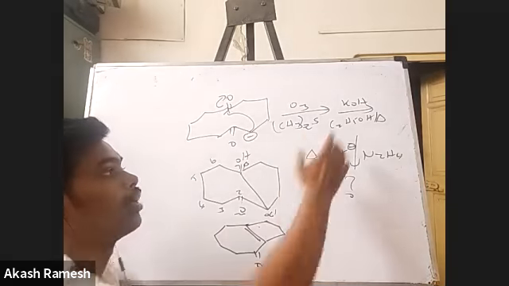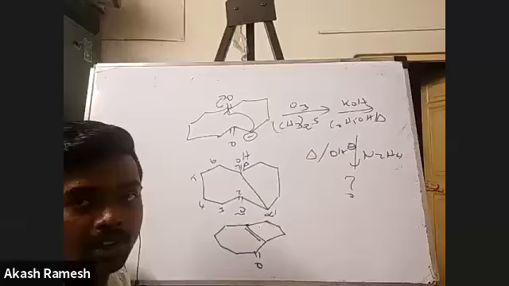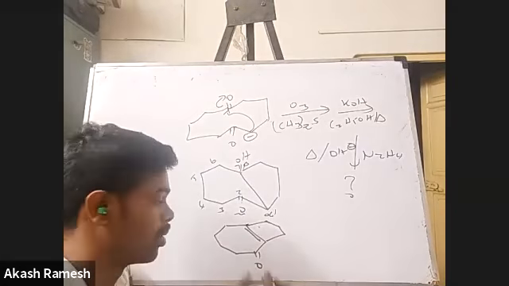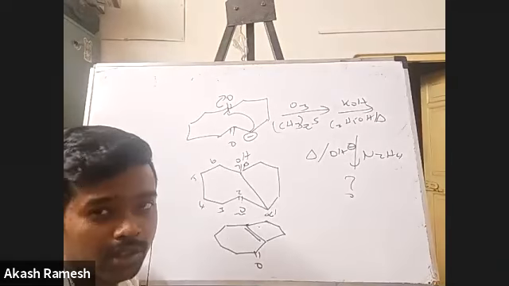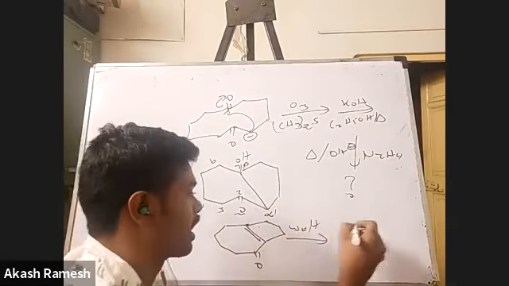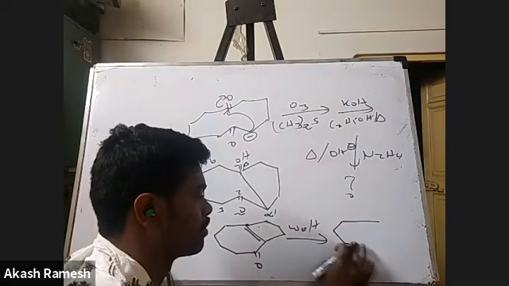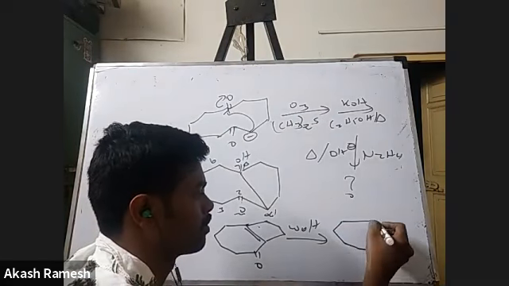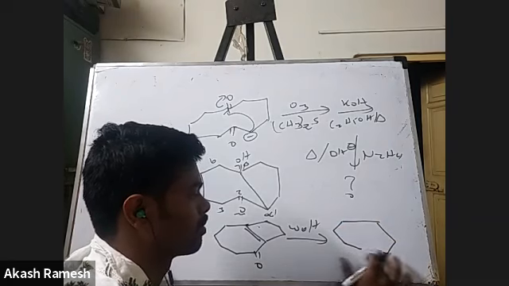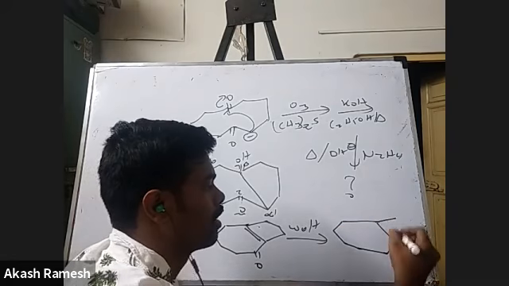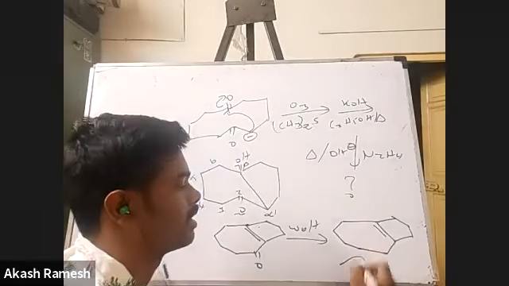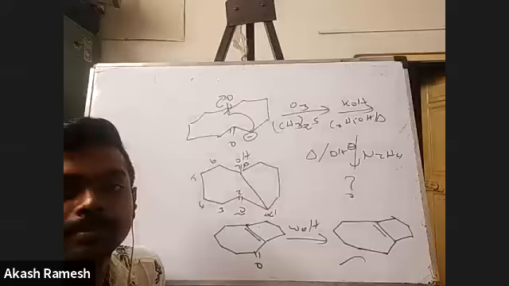Okay. Now what is the last one? Last one is my Wolff-Kishner reduction. So now what is going to happen? This C double bond O is going to get removed, and I'm going to add 2 hydrogens to this. So the last product, if I go for Wolff-Kishner, again a 7 membered ring with a 5 membered ring, and with a double bond here, this would have been the final product.